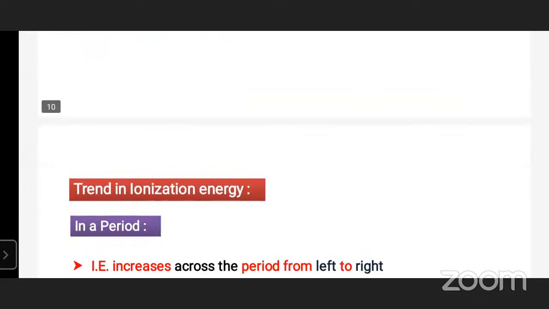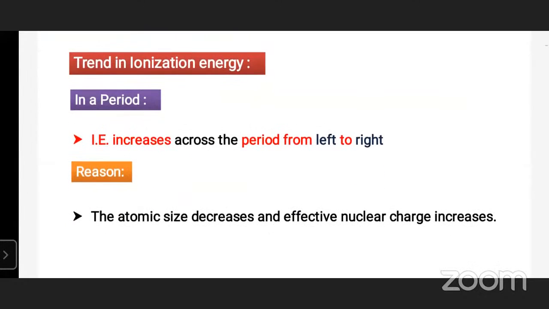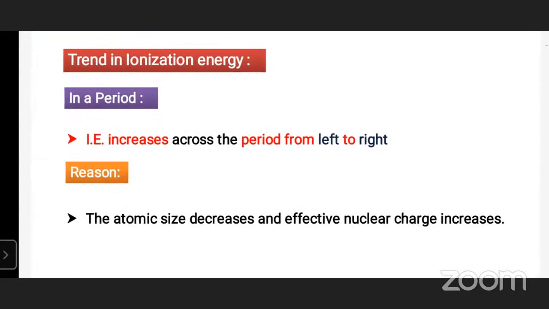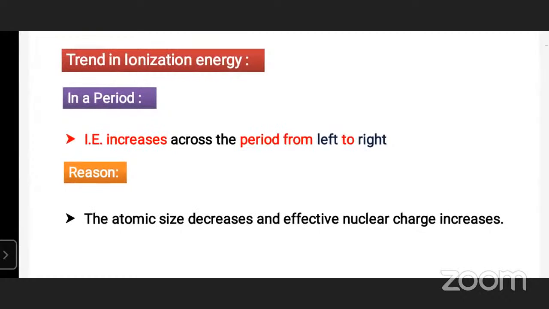Next, the trend in ionization energy in a period. In a period, from left to right in the periodic table, the IE value increases.